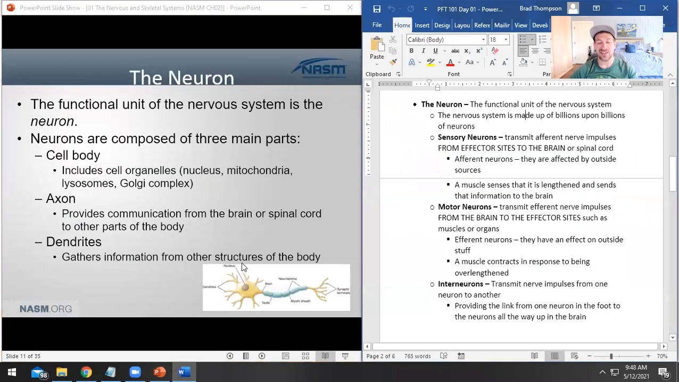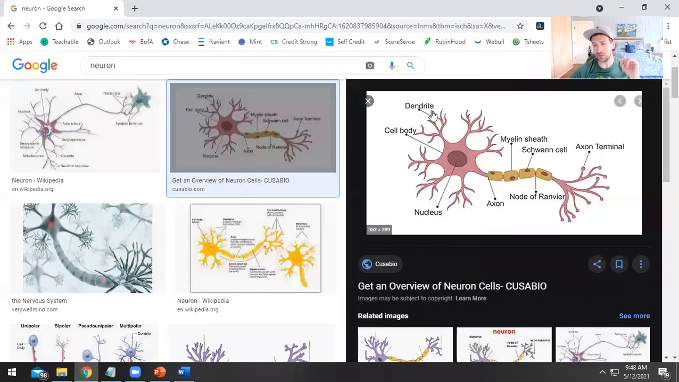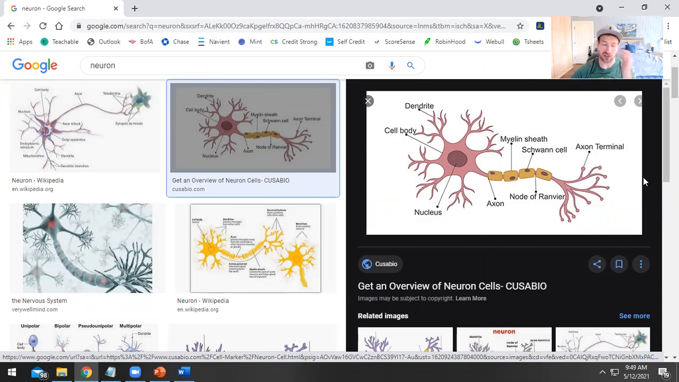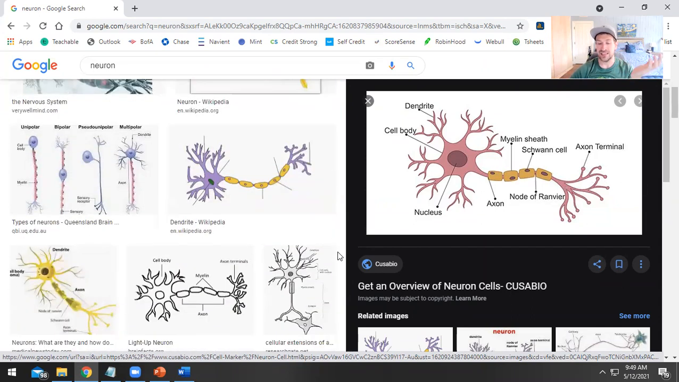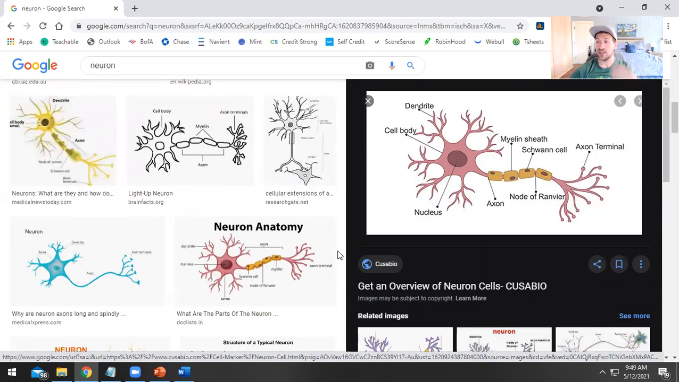So your dendrites are going to gather information, and then that information is going to get transmitted from the dendrite into the cell body. It'll travel down the axon, and then it's going to travel to whatever the next neuron that it needs to get to is. So if I need to get a signal, again, from my brain down to my foot, it's going to travel from one neuron through the axon, through the dendrites of the next neuron down.